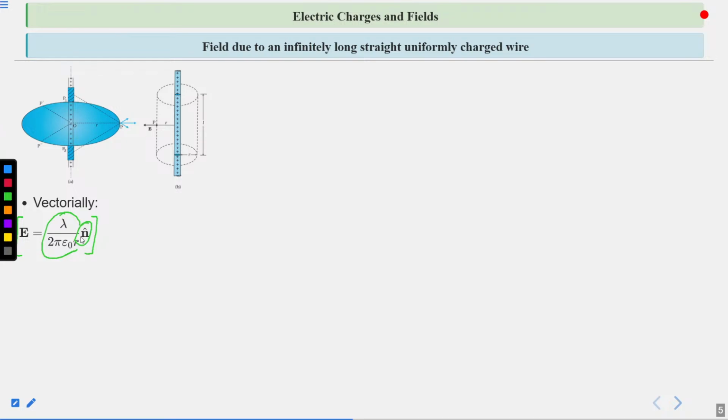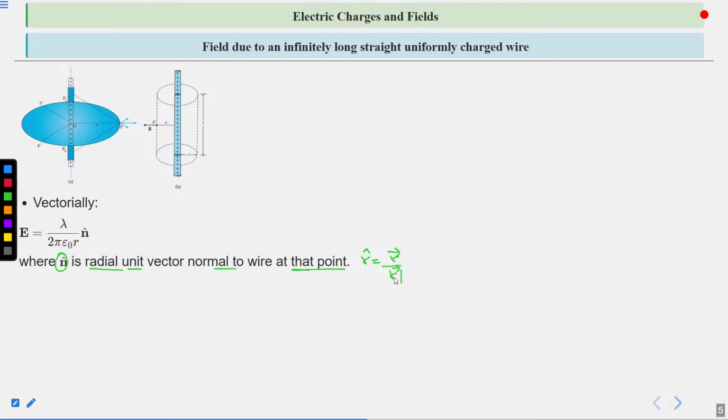Clear? Where n cap is the radial unit vector normal to the wire at that point. Now here n cap is a unit vector. It means we can write a unit vector like n cap. Suppose we talk about the unit vector r cap. We can write it as r vector divided by the magnitude of r. Yes or no? Similarly, n cap here is the radial unit vector.